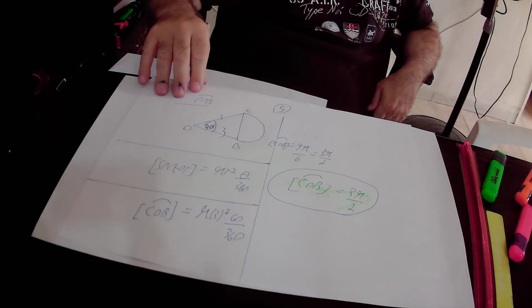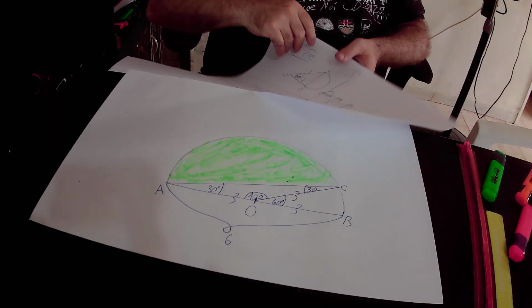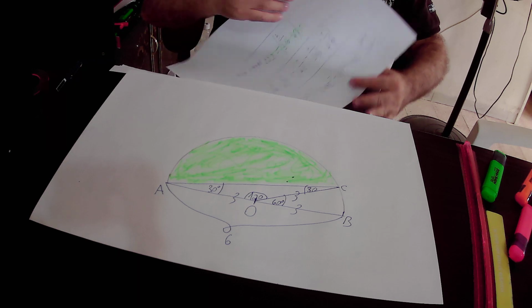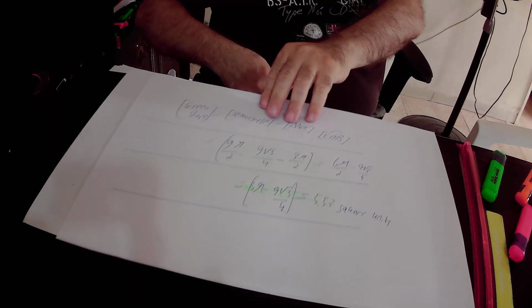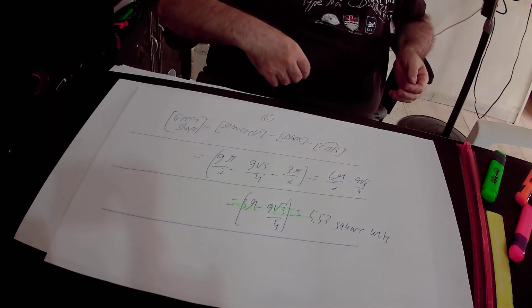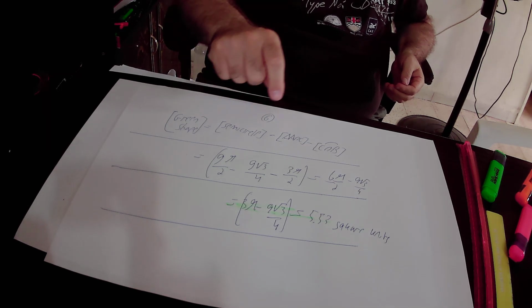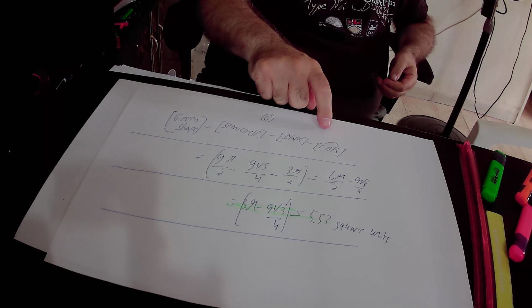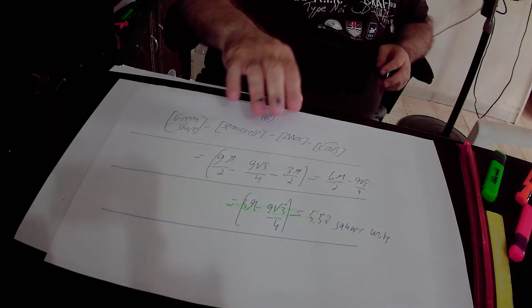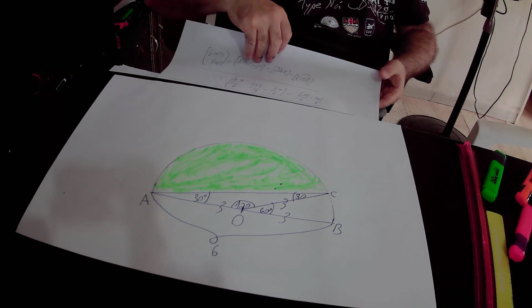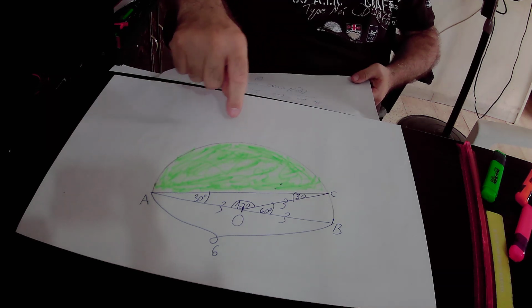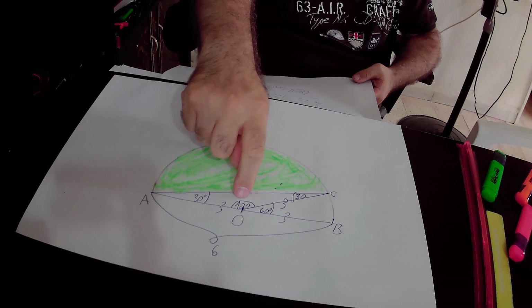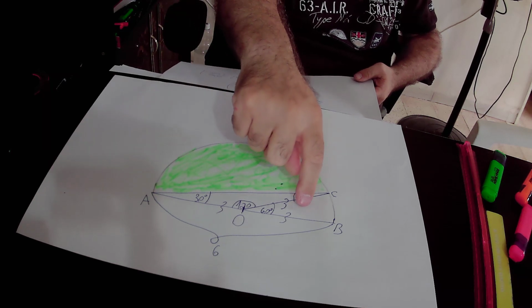Now we can find the area of the green shape according to the second method. I repeat again, the area of the green shape according to the second method equals the area of the semicircle minus the area of triangle AOC minus the area of sector COB.